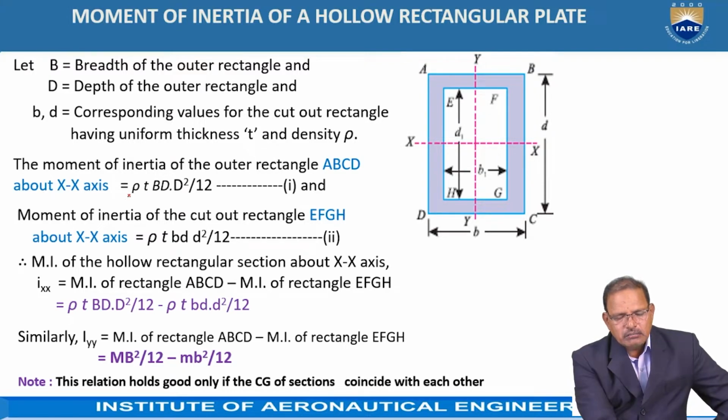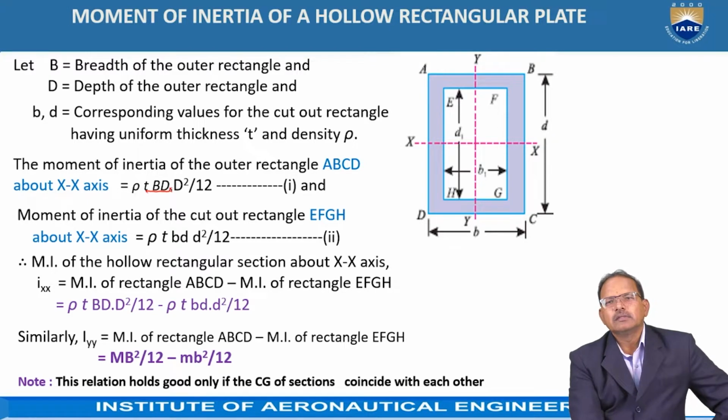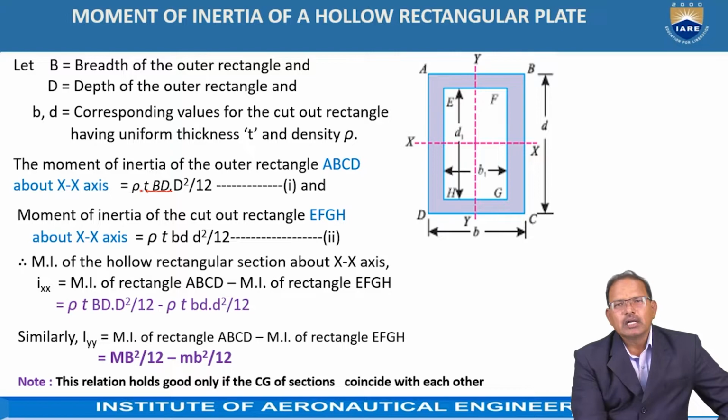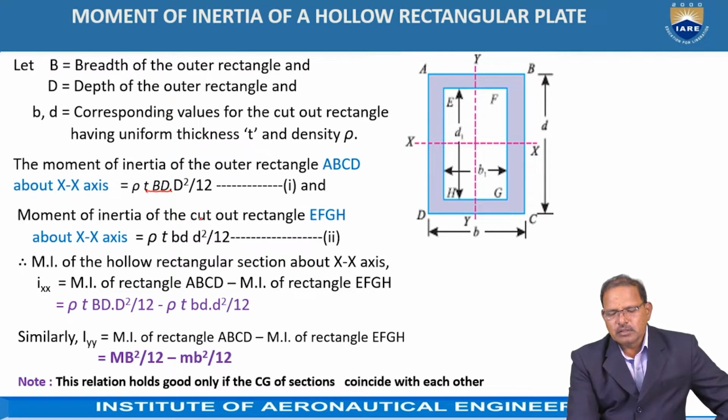where m is equal to the density multiplied by the volume, rho times B D T. This rho B D T is the product of breadth, depth and thickness; volume multiplied by rho is called mass. So Ixx is m D square by 12, where D is the depth of the outer rectangle.